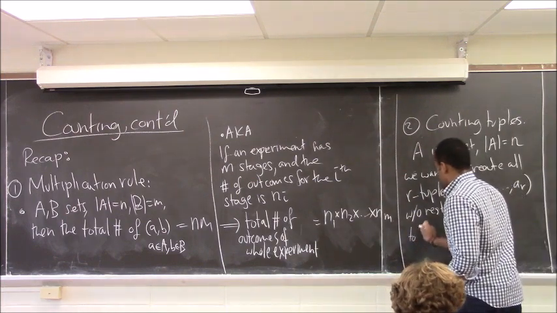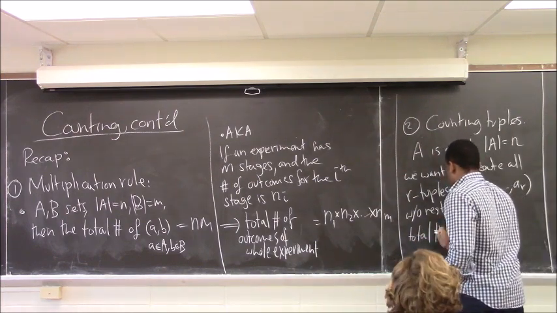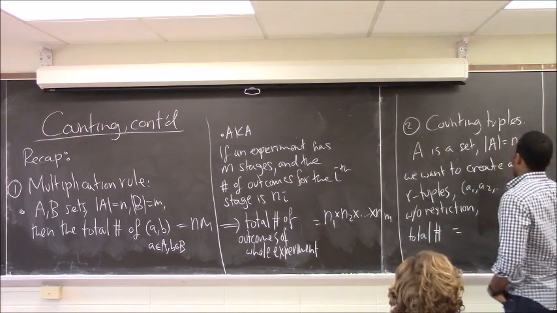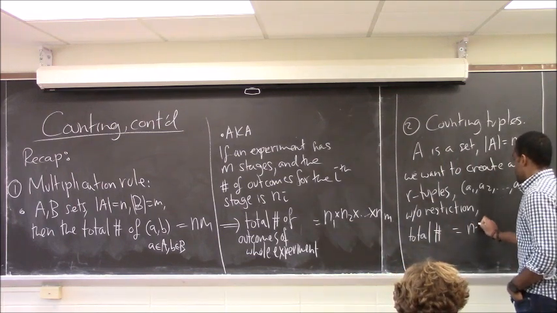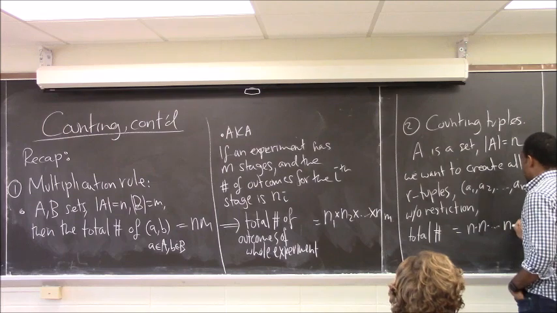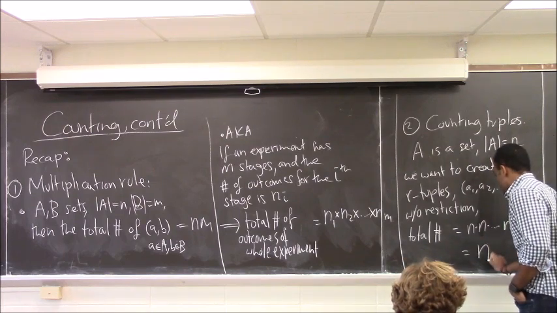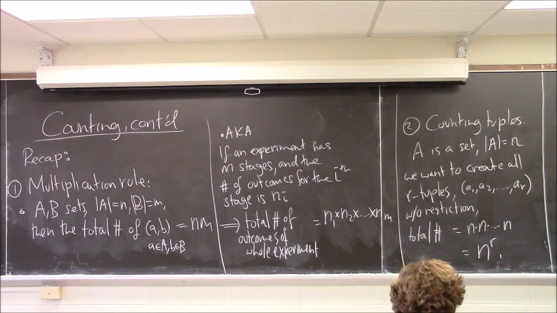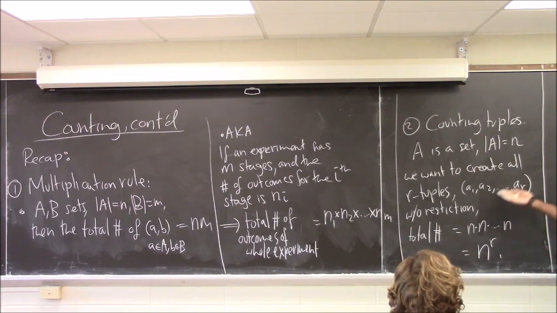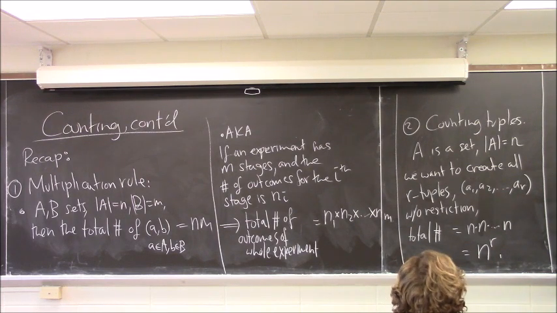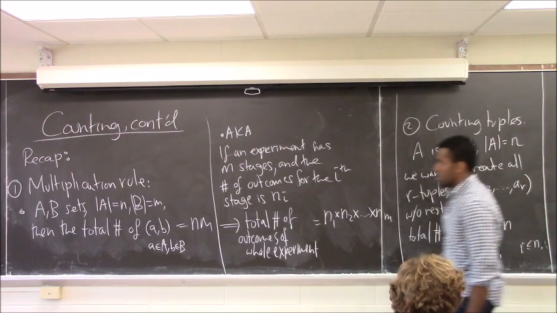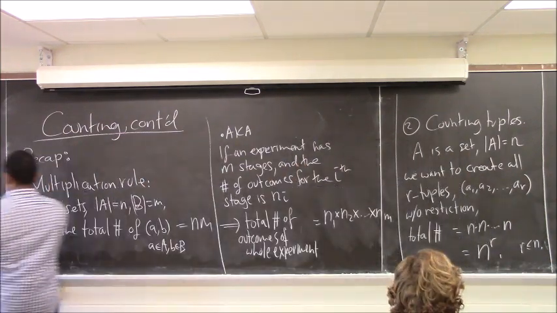Total number is going to be n times n times n, r times, which is n raised to the r power. That's how many possible coordinates of length r you can make. Here your r is of course assumed to be less than or equal to n because it doesn't really make any sense otherwise. There are going to be reasons why it won't make any sense.